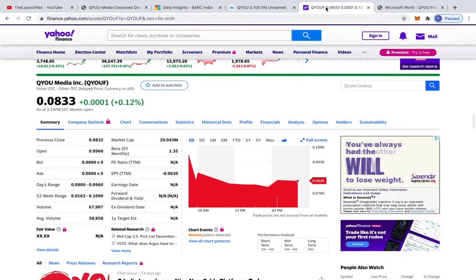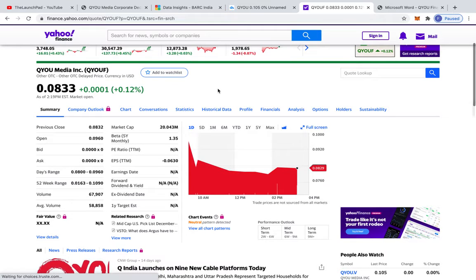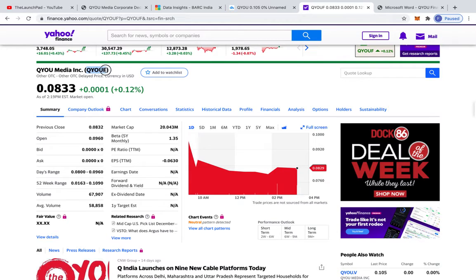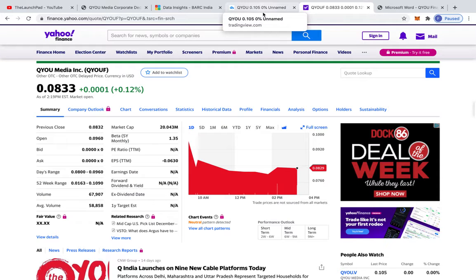Today, we're going to be looking at QU Media. This is a Canadian company and it trades OTC here in the US. The ticker is QYOUF, and you're not going to be able to get this one on Robinhood. You have to have a full service brokerage like Charles Schwab or TD Ameritrade.